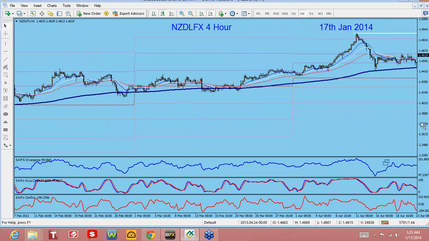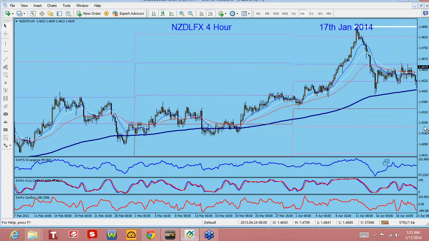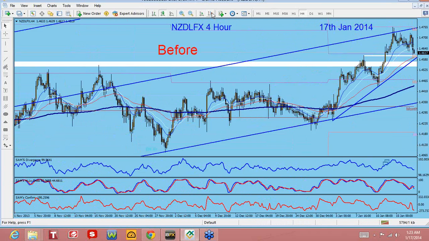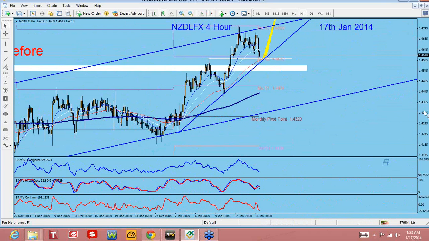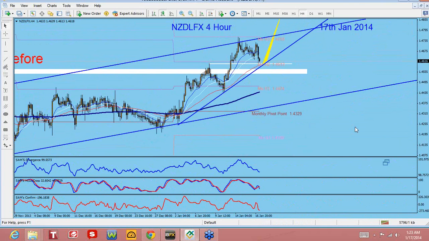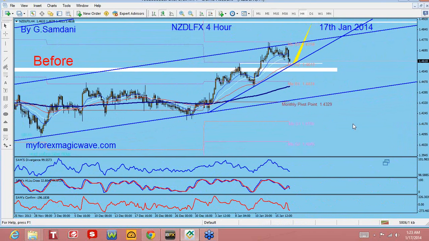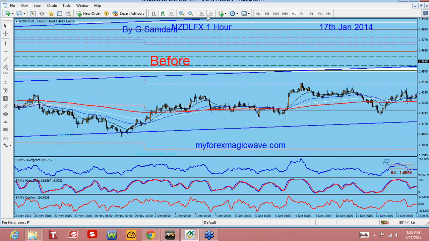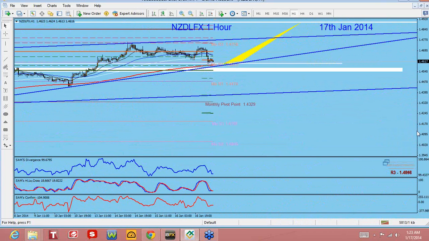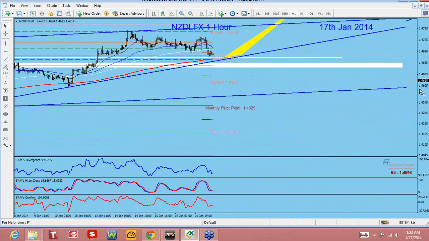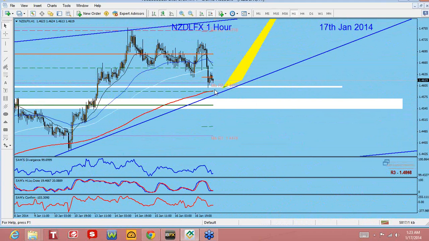Turn the 4 hour again. Just remember, we need to wait for a bounce. We need a confirmed bounce before we do anything. I'm not going to jump in right now. Okay, it is coming down. So turn it into a 1 hour and see what happens. 15 minute, 1 hour chart. If we're going to bounce, a nice bounce from here.